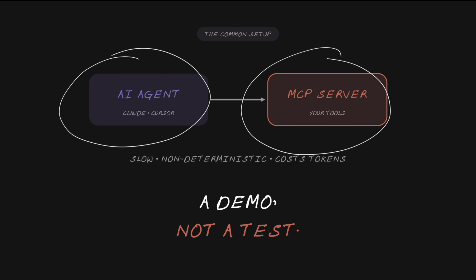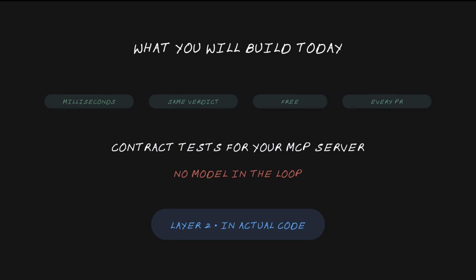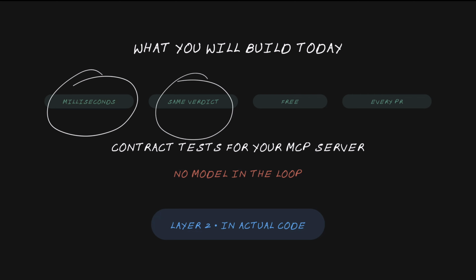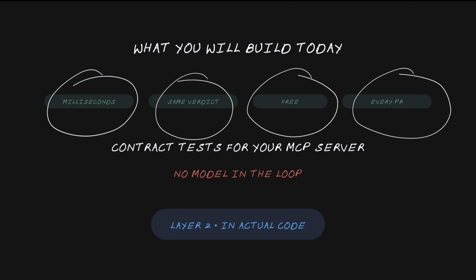So in this video, let's discuss how to test our MCP servers without an LLM in the loop. By the end of this video, you will have a contract test suite for your MCP server that runs in milliseconds and returns the exact same results every time, that costs you nothing basically, and fits into the CI on every pull request. So no model in the loop at all.